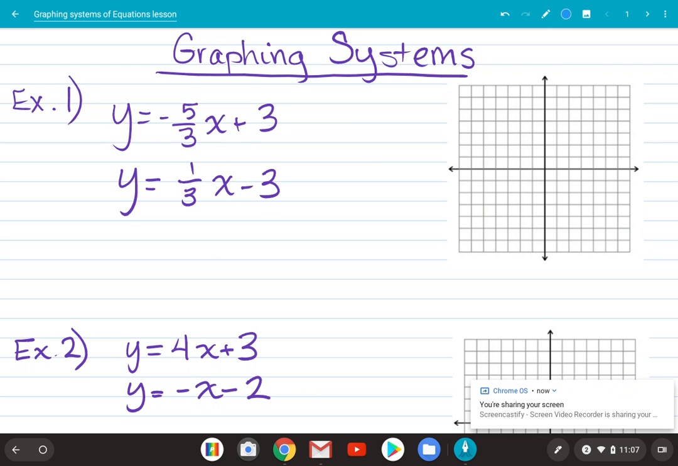Okay, so step one, you're going to start on your y-intercept. That's the first step, y-intercept on your y-axis. So we're going to put a dot at 3.